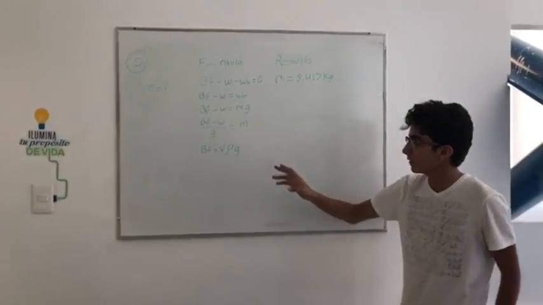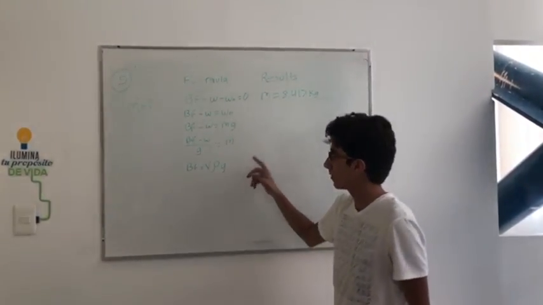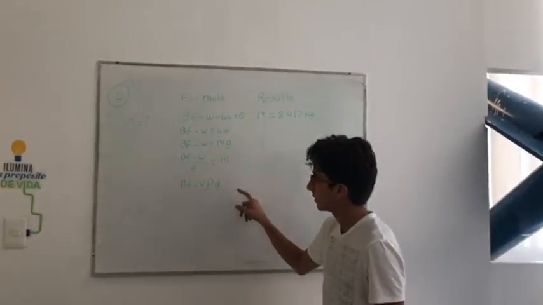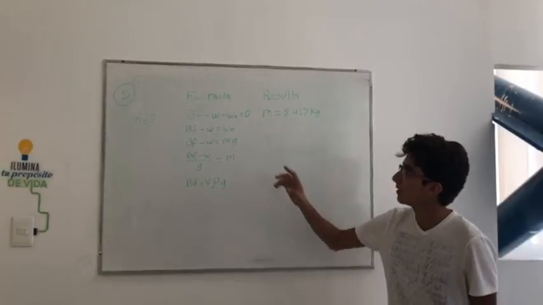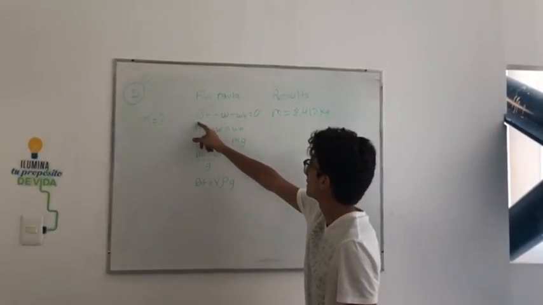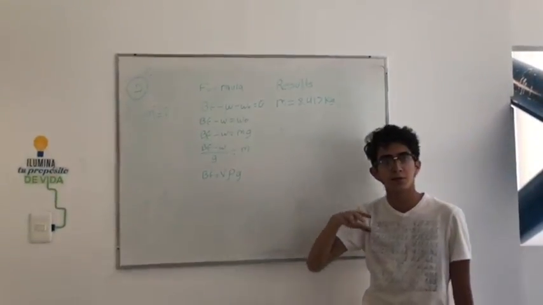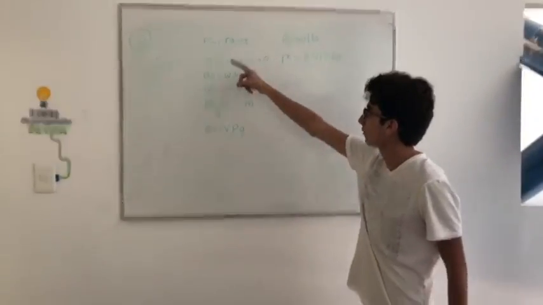Well, for this problem, they ask you to take the mass. So for this problem and the values that they give you, we need first to have the buoyant force, and after that we need to use this formula that is going to take out the mass. But I'm going to explain to you how you get the mass from this formula.